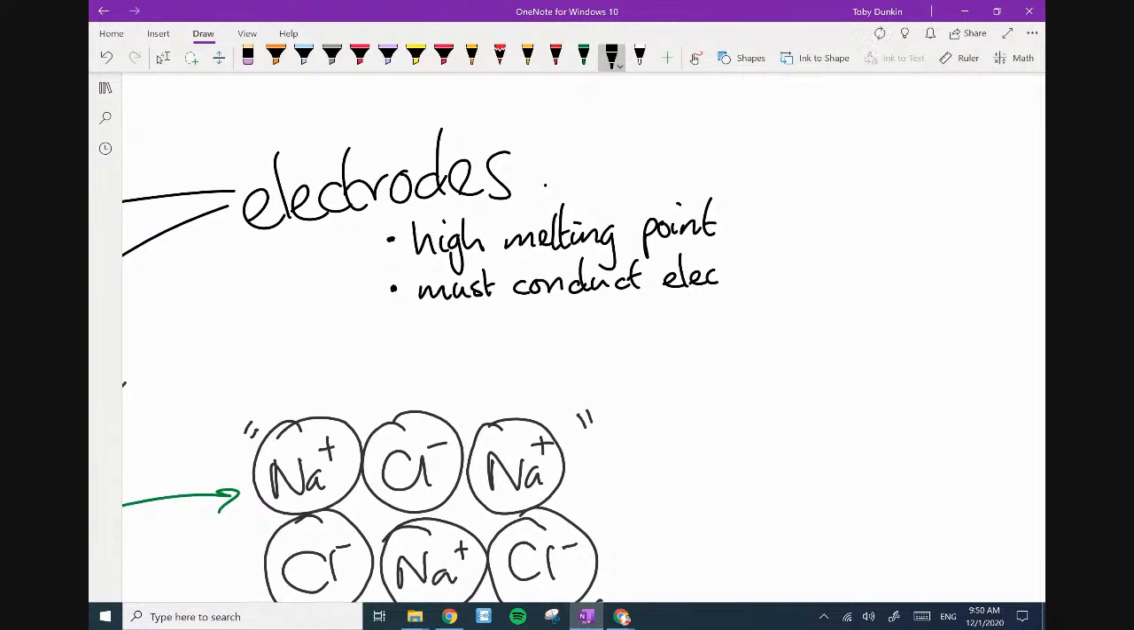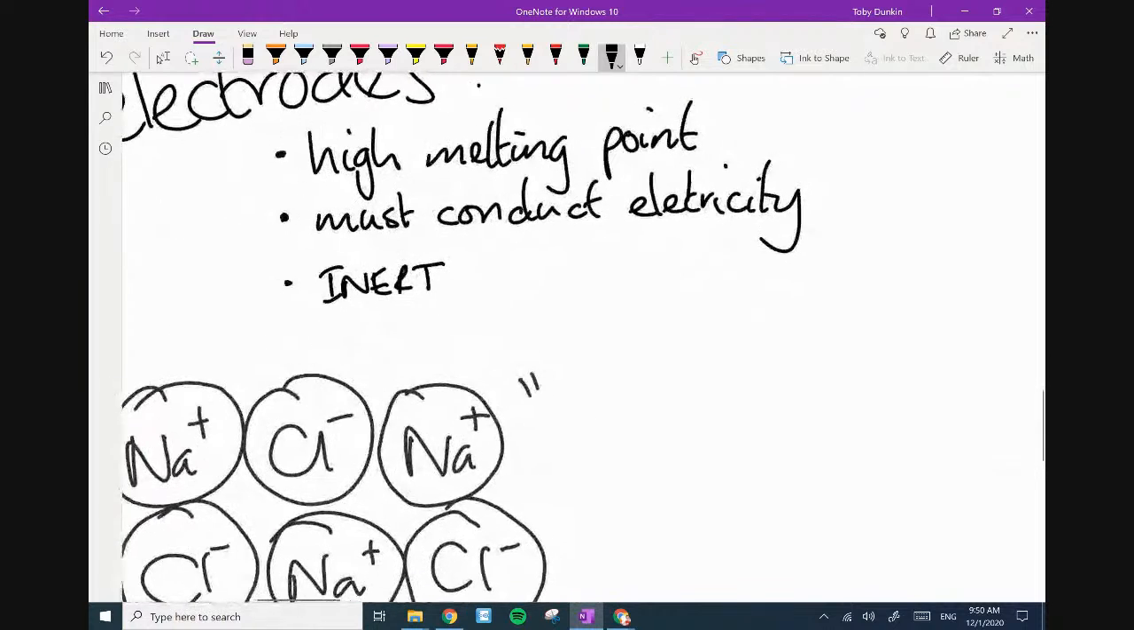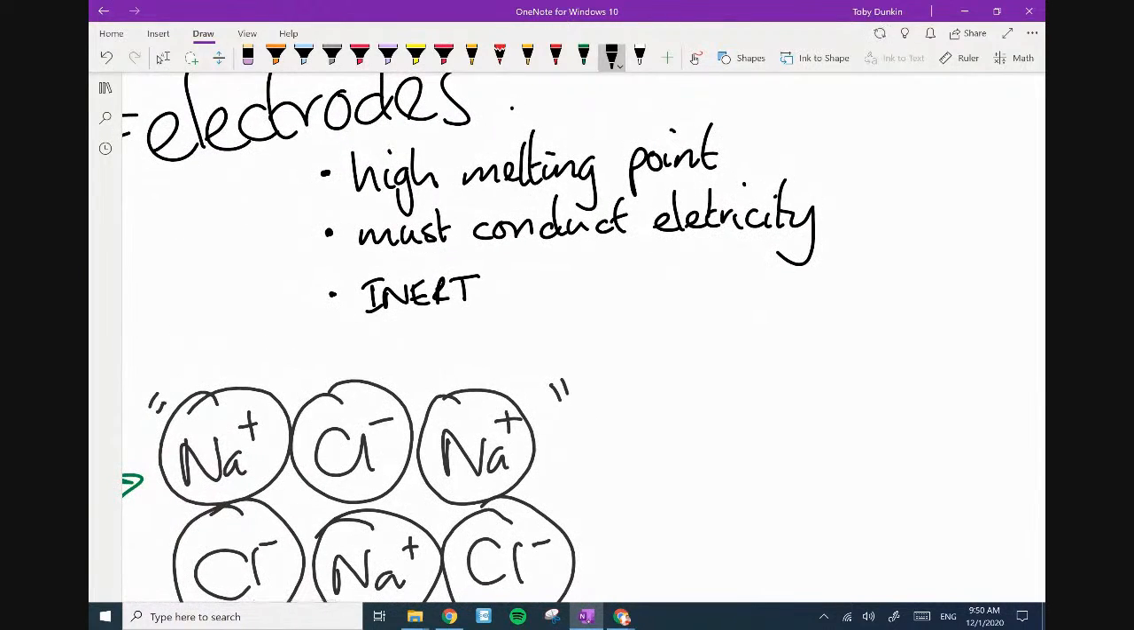Conduct electricity. Okay, and there's one more property, a good conductor that has a high melting point. Well done, Zina. There's actually one more that's really, really important. They need to be inert. So first thing I want to do is quickly remind us of what the word inert means. The word inert means unreactive.